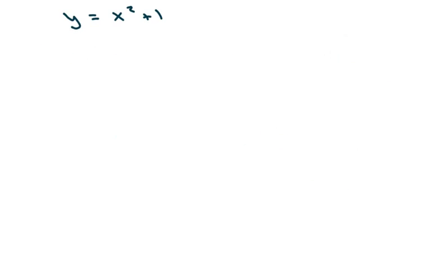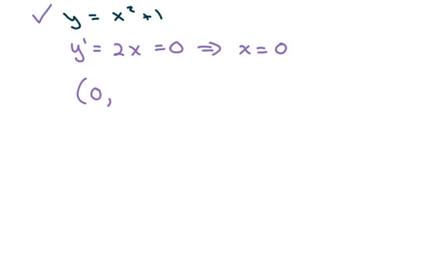All right, the next one is this one. First take the derivative. It's going to be 2x. And then we want this to equal 0. The only way that can equal 0 is if x equals 0. So when x is 0, you plug it back into your original equation, and we get y equals 1. So the horizontal tangent is at (0, 1).